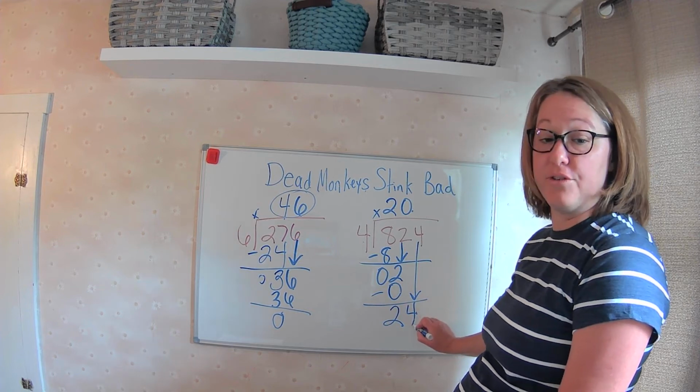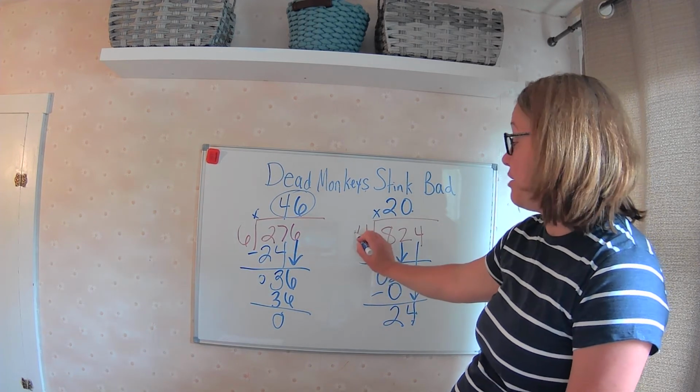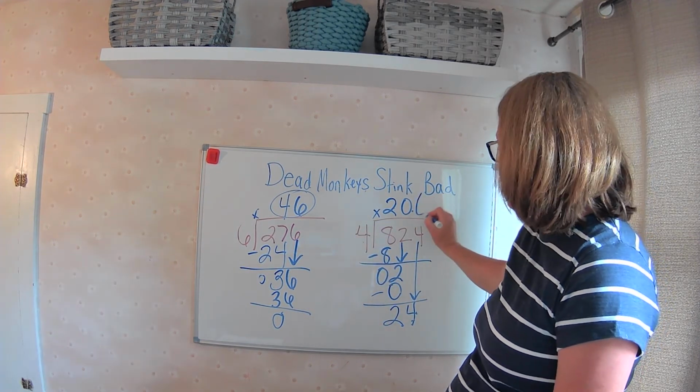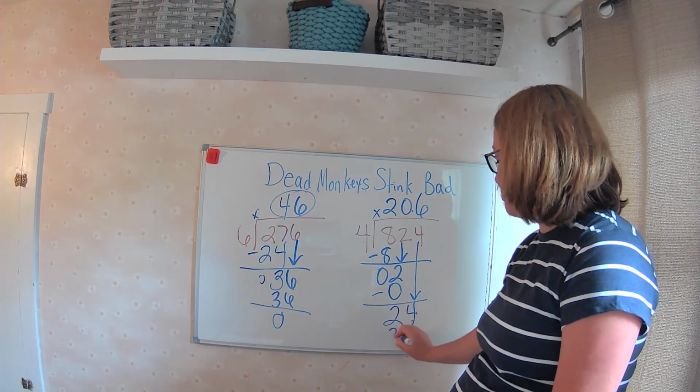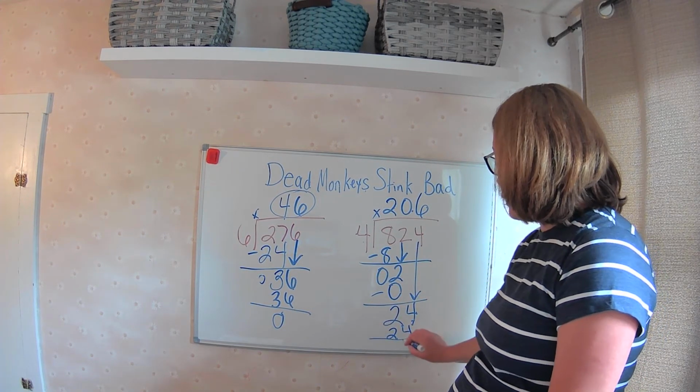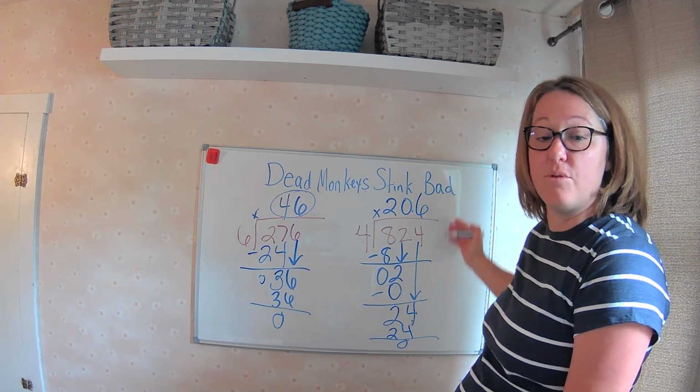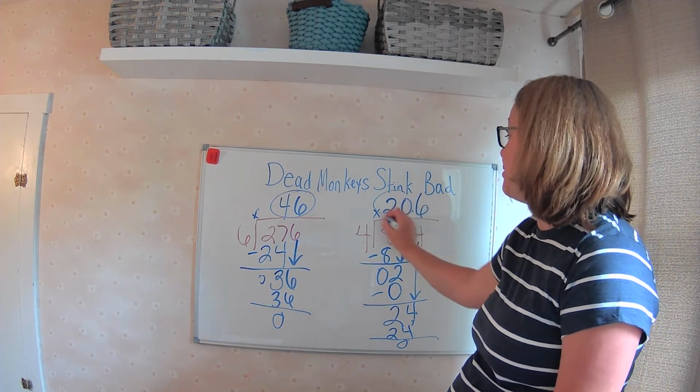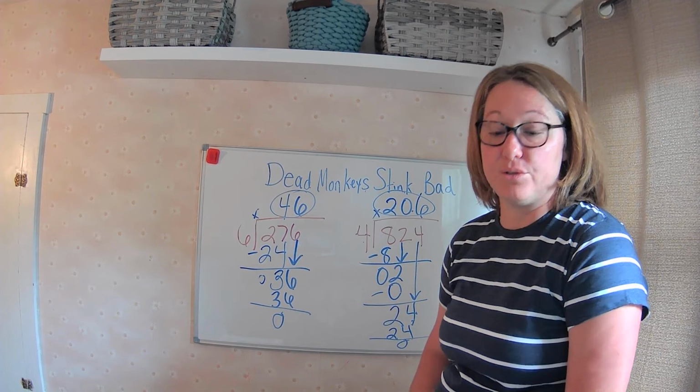Now I start all over again. 24 divided by 4. That's right. It's 6. And 6 times 4 is 24. And I get 0. And I do not have any more numbers to bring down, so 206 is my quotient.